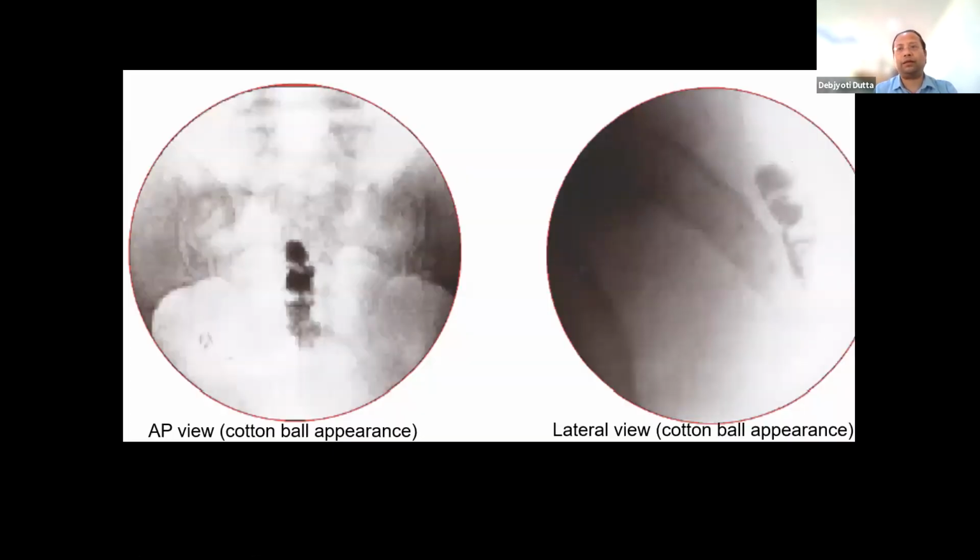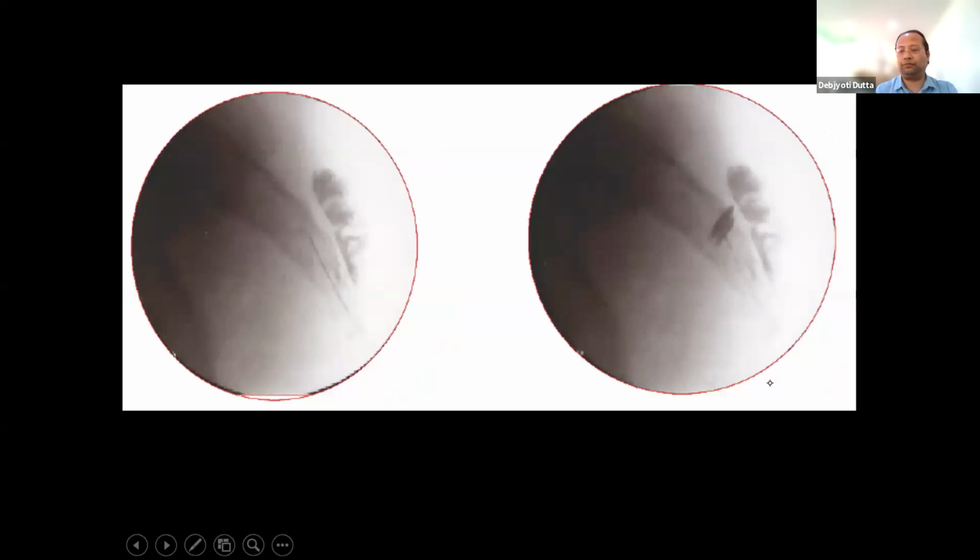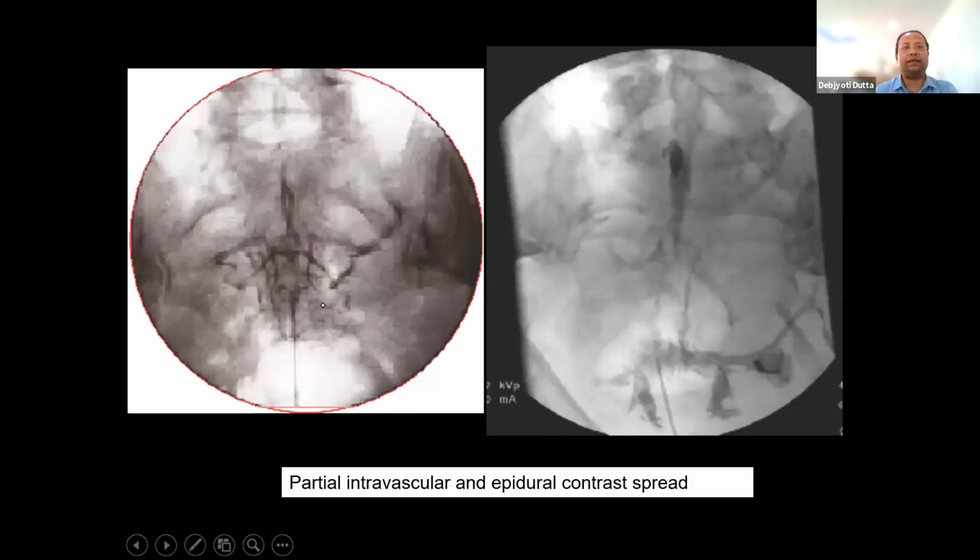So here, this is called cotton ball appearance. We will see it when you are not in the space and you are in the upper soft tissue. This is a vascular distribution, inside the vessels. So as time is passing, there is no question of assumption that I have put it in the right place and the drug will go. Where the drug will go, you have to see. You should not assume anything.